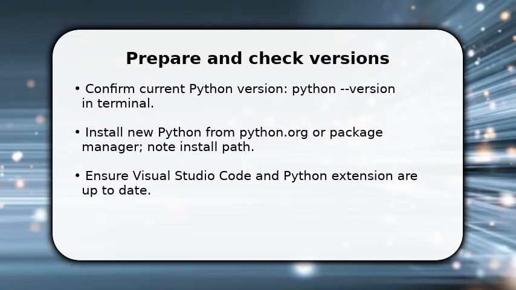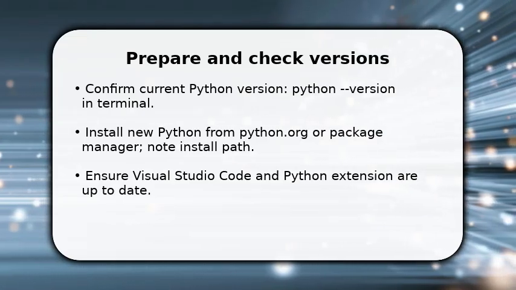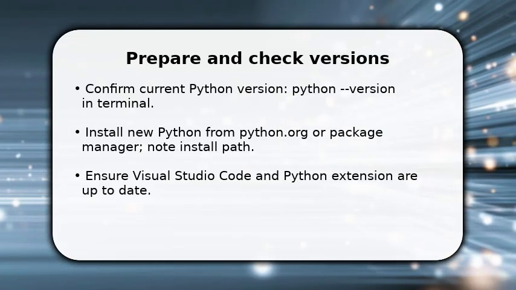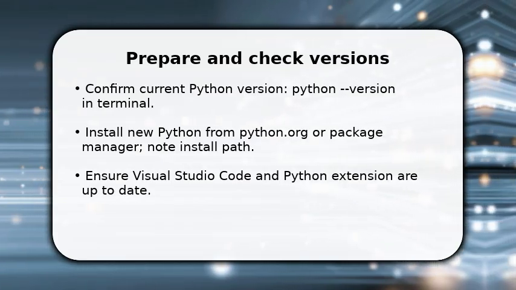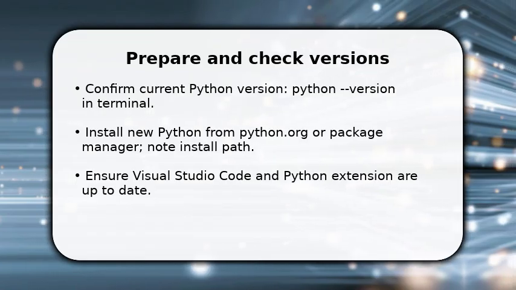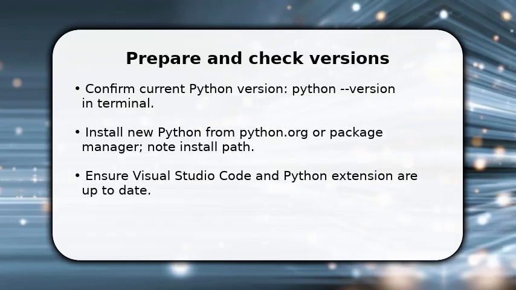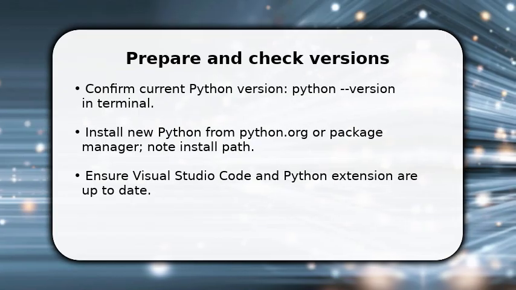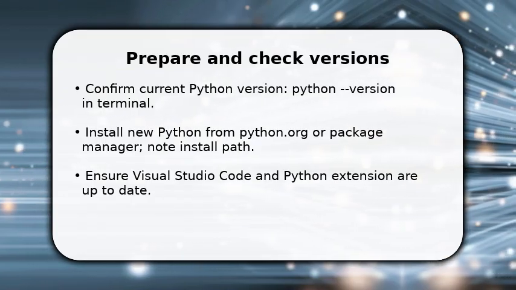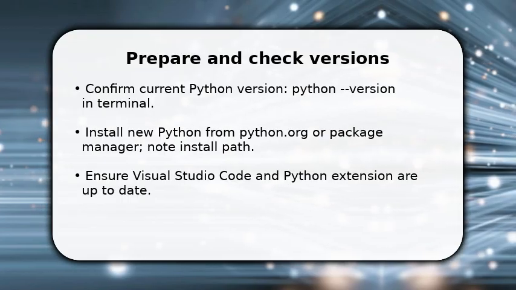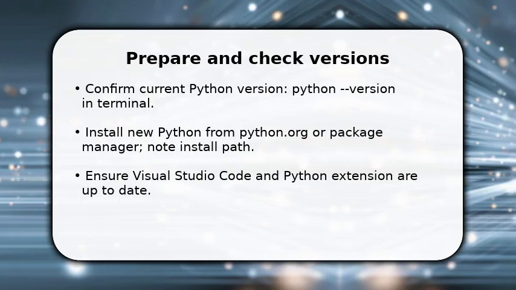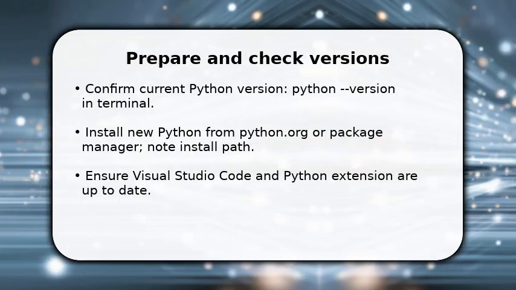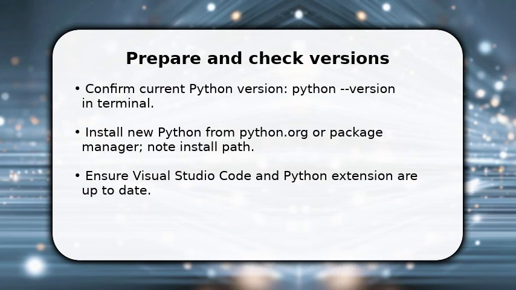You start by confirming what you already have. Open the VS Code terminal and run python --version so you know the baseline. Next, install the desired Python release from the official installer or your package manager, and remember the install path because you will point VS Code to it. Also make sure the Python extension in VS Code is updated. Once done, restart VS Code so the extension recognizes new interpreters and avoids cached environment listings.